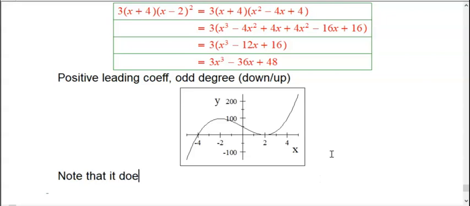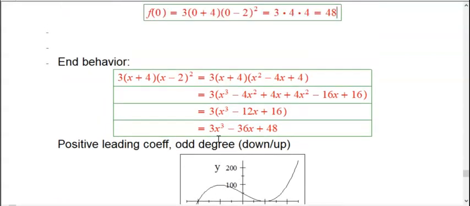Note that it doesn't cross the x-axis at x equals 2, it only touches. There's a simple reason why that's true. If I'm looking at numbers near 2, well, if I'm looking at numbers near minus 4, the key is that it changes sign near minus 4.